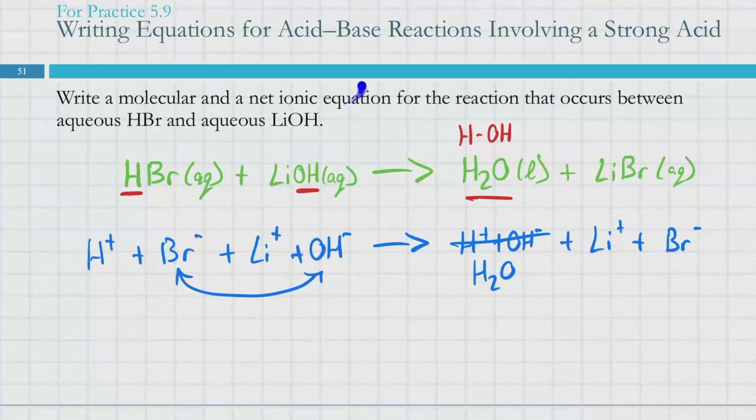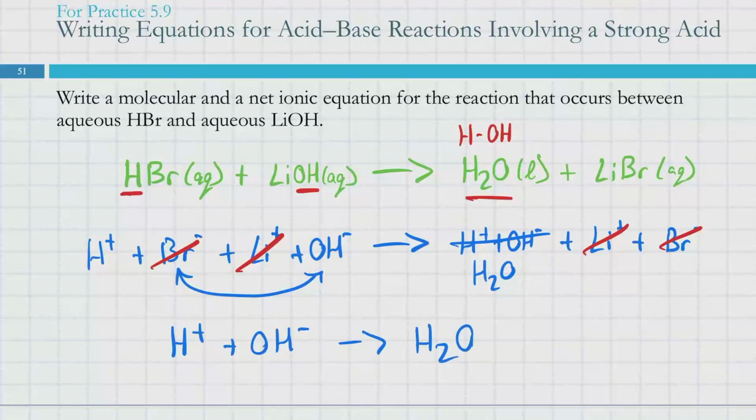And then if we wanted to do the net ionic equation, what two chemicals are not doing anything? They're not changing from left to right. What's one of them? Bromide. What's the other one? Lithium. So the bromide and the lithium aren't doing anything. So our net ionic equation would be H+ + OH- goes to H2O. Something like that.